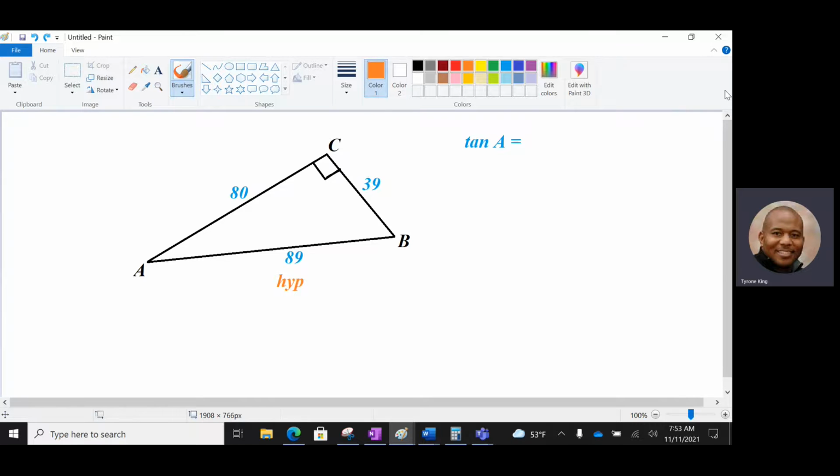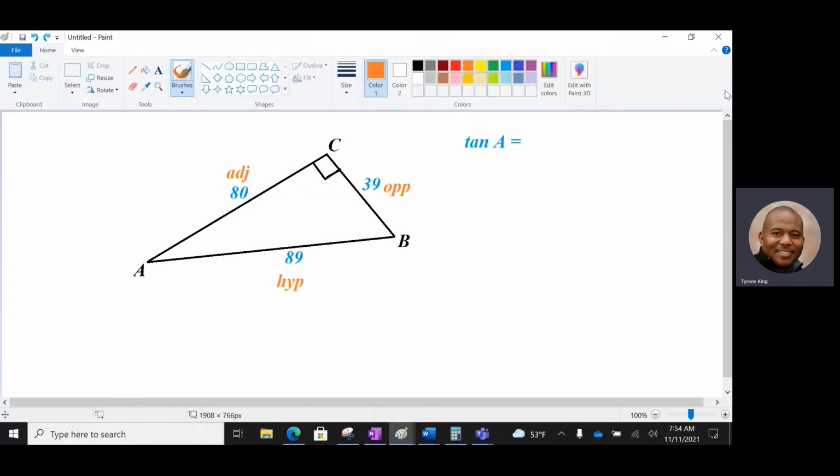You know, the side that does not touch that angle or help form that angle is the opposite, and the side that helps form that angle, that is considered the leg of the triangle that forms that angle, that is called the adjacent side.